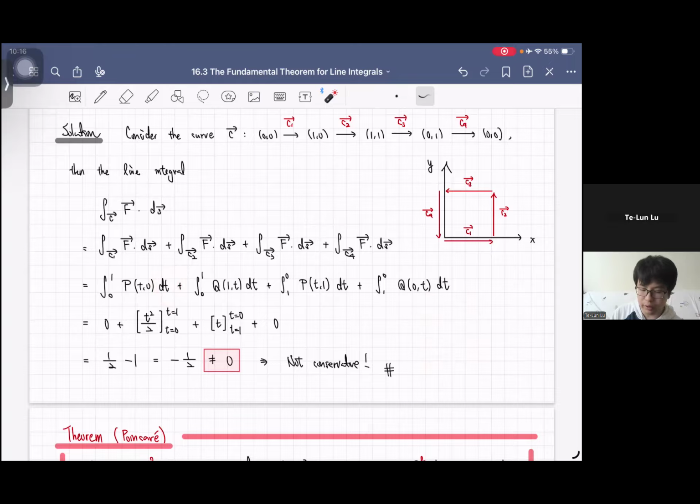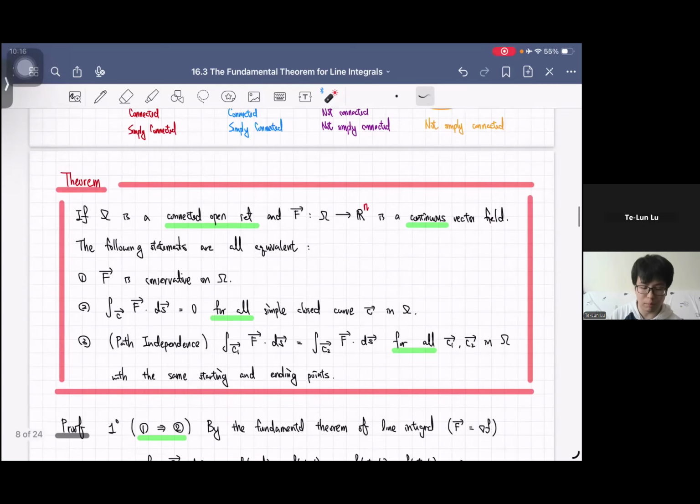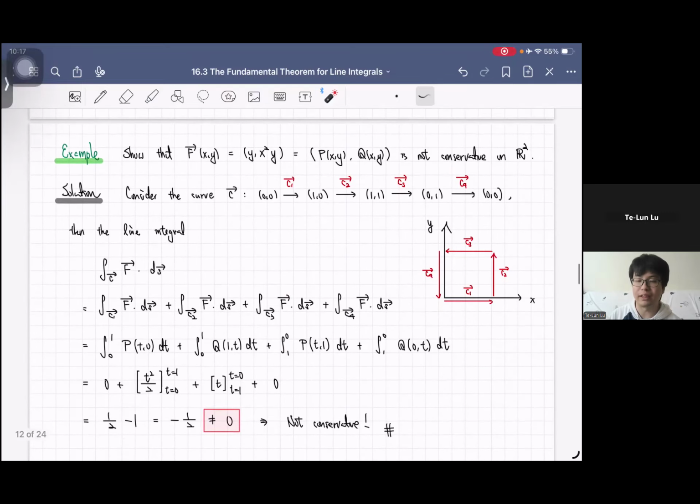Similar things hold for the rest of the terms. This is Q because there is no change in x. This is P because there is no change in y, and so on and so forth. After the evaluation, you can see that the total is minus a half, which means that for this particular vector field there exists a closed curve so that the line integral is not zero. But based on our previous theorem, we know that if F is conservative, then the line integral must vanish on a closed curve. So this must not be a conservative vector field.